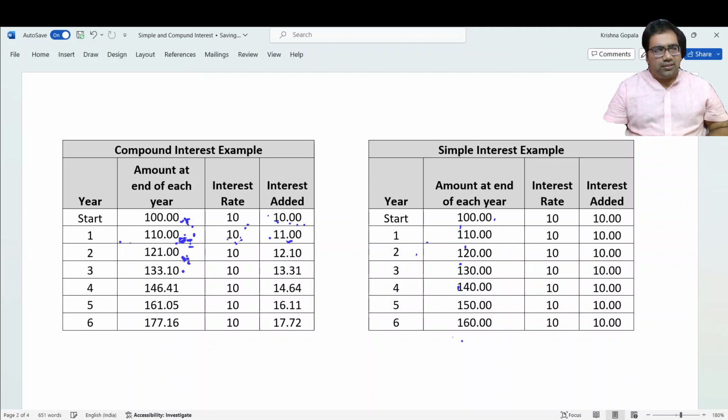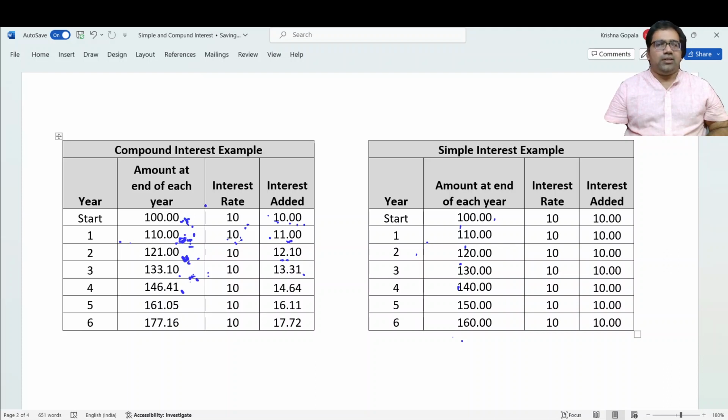Then by the end of third year, what will happen? In third year, 10% again on 121. 10% of 121 is 1 by 10 of 121, which is 12.1. So 12.1 will get added. That becomes 133.1 at the end of third year. Again, for the fourth year, 10% of this, 10% of 133.1, which is 13.31, will get added here.